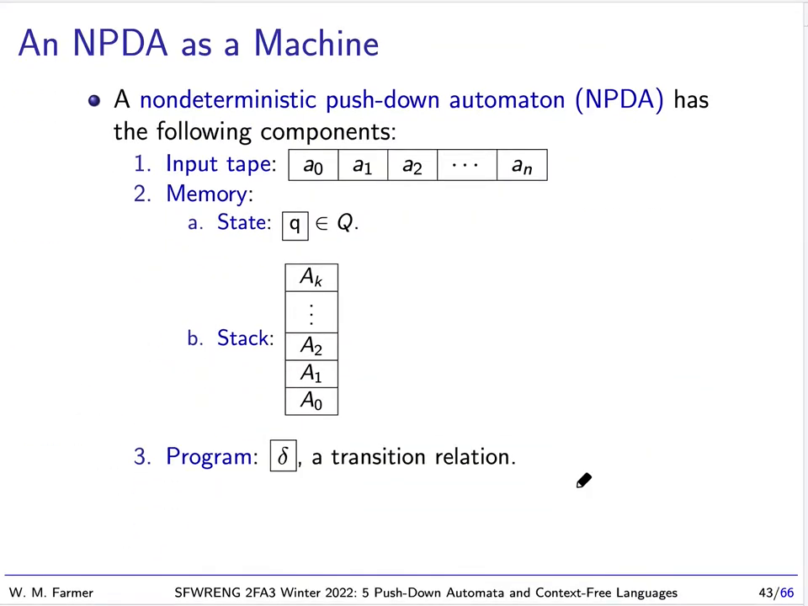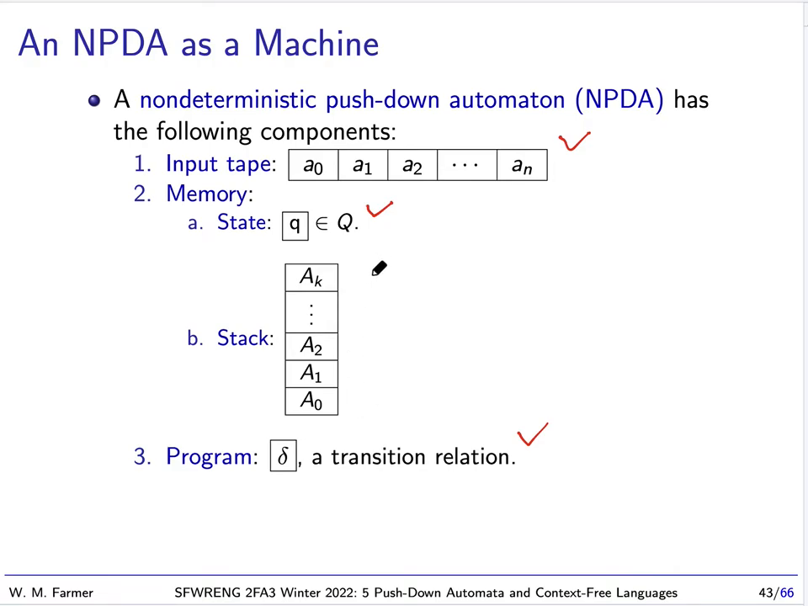And now we're going to look at a new kind of machine, a non-deterministic push-down automata, an NPDA. It's similar. It has an input tape. It has a finite set of states. It has a program which is a transition relation, so it's a bit more general than a transition function, but it also has an additional kind of memory, which is a stack.